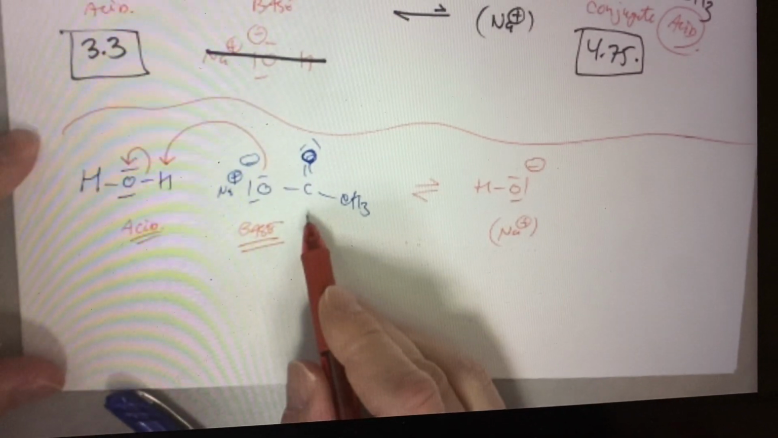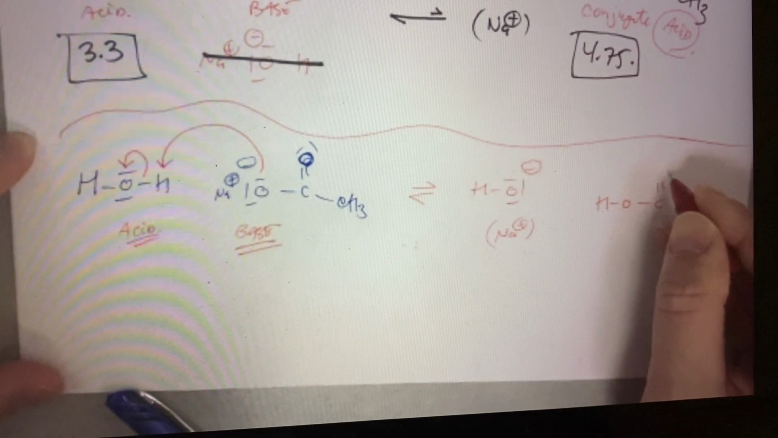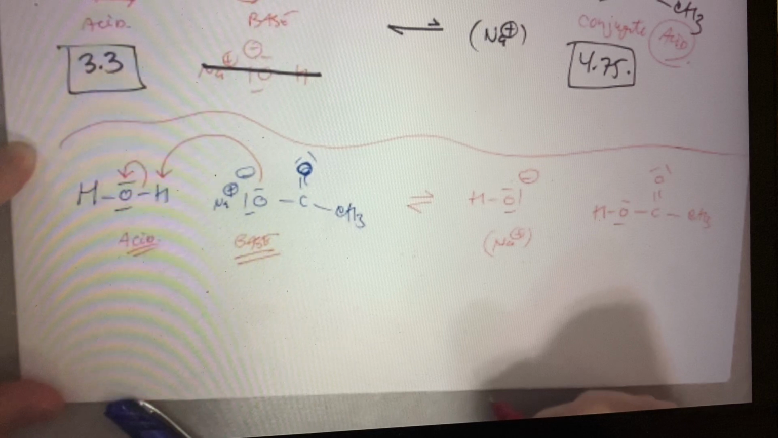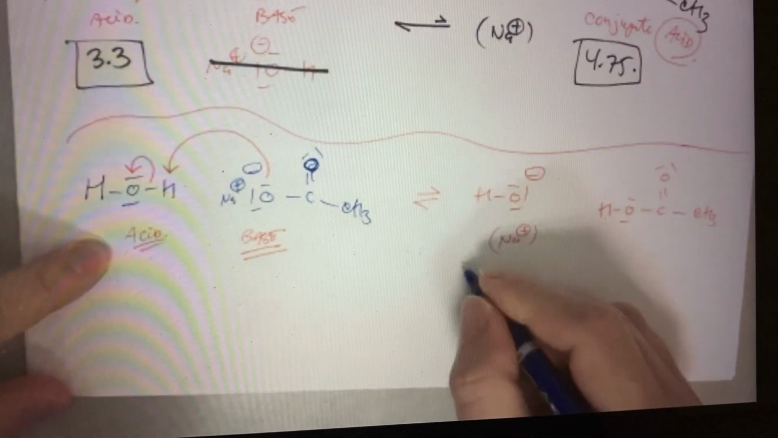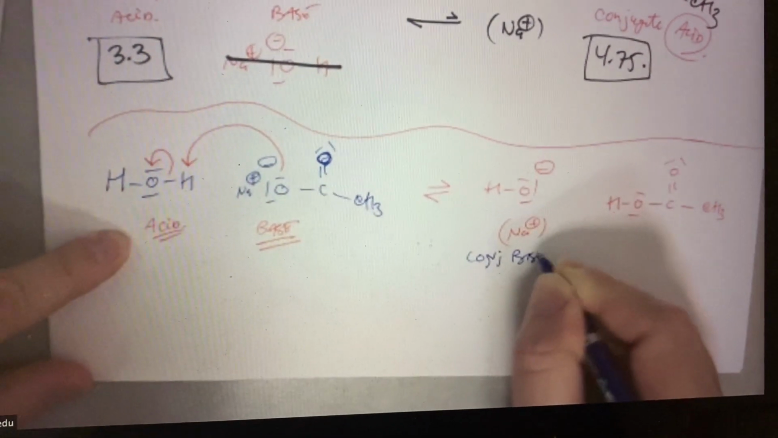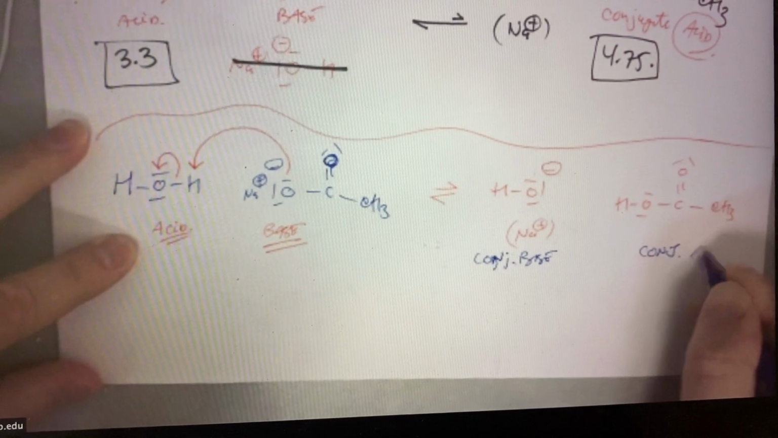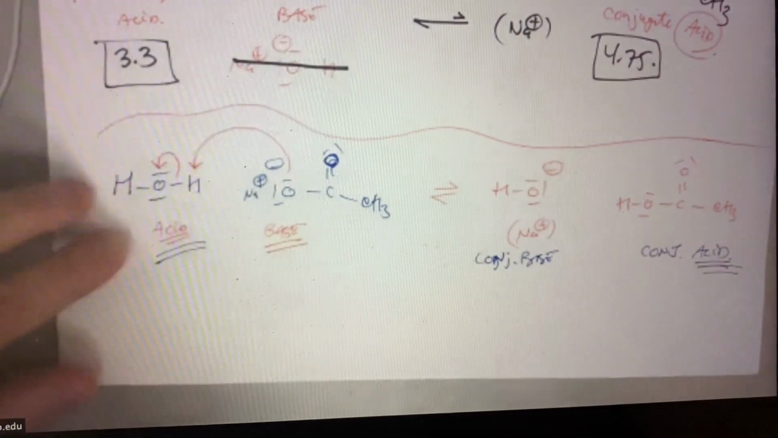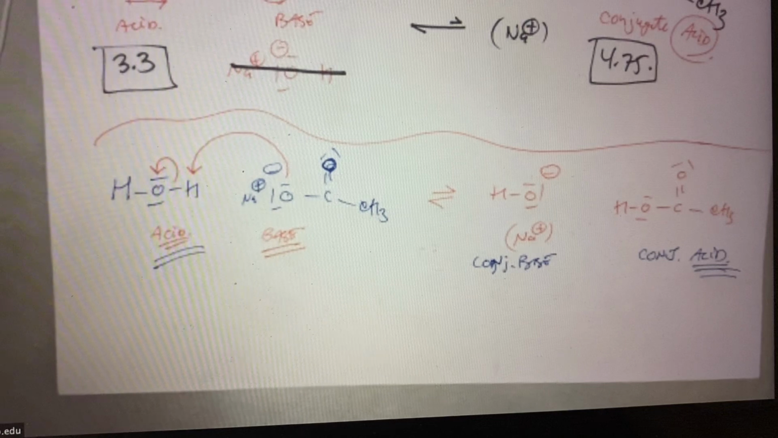This is acting as a base, picks up a proton. When we draw the resulting product of this reaction, we know that it'll be its conjugate acid. So water was the acid. This is its conjugate base. Sorry about my handwriting here. It's conjugate base. This is conjugate acid. So we know what the two acids are. And if we compare these two acids, then we can determine the direction of this reaction at equilibrium.